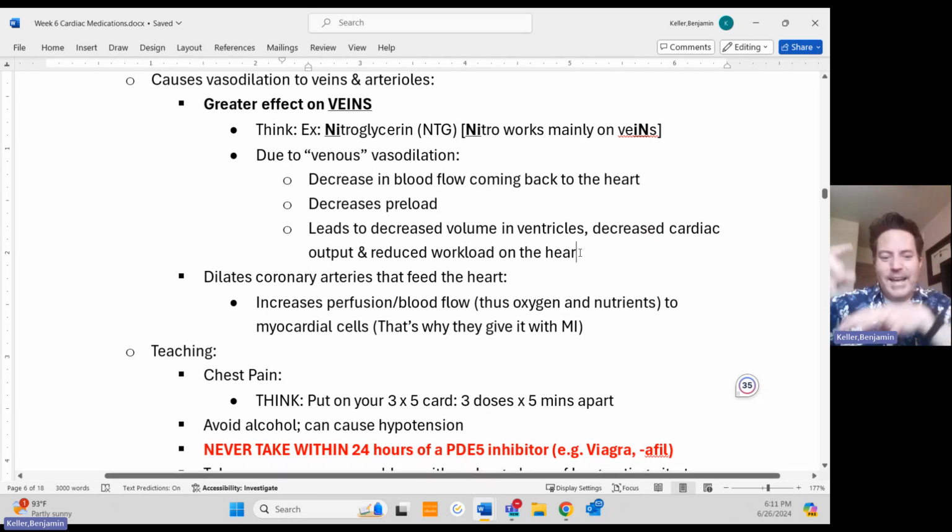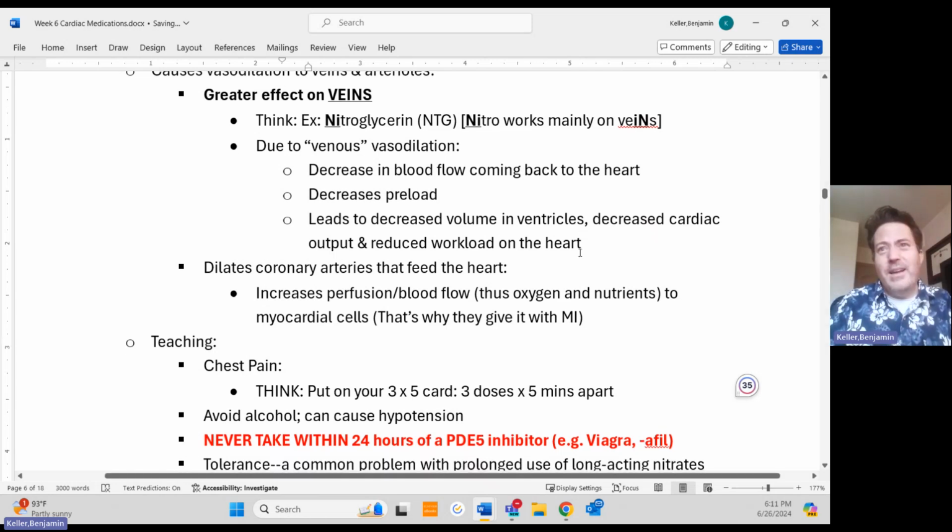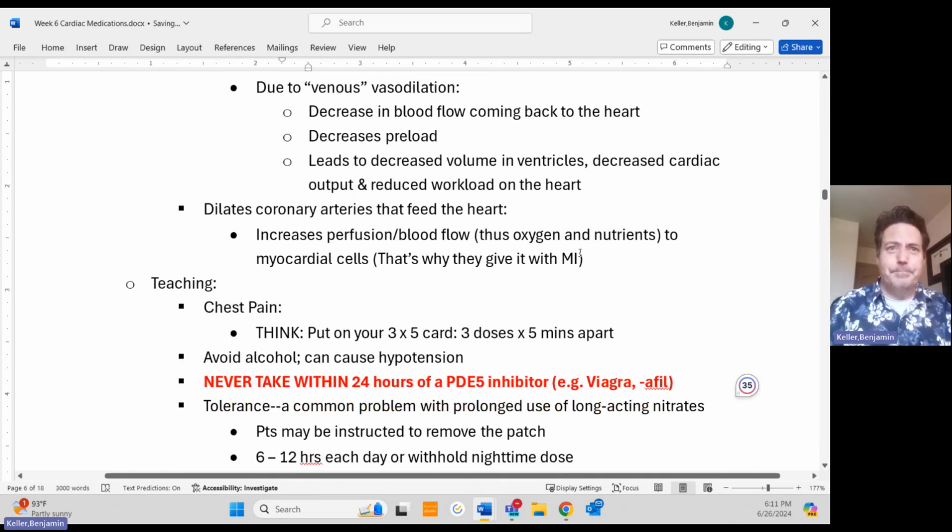So you can kind of see how all of these things are connected. It's super cool, isn't it? So then it also dilates the coronary arteries that feed the heart, which increases the perfusion and the blood flow and the oxygen and the nutrients to the myocardial cells. And that's why we give it when people are having chest pain or an MI.